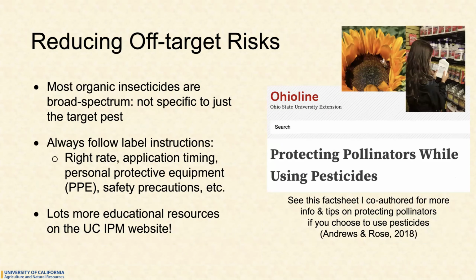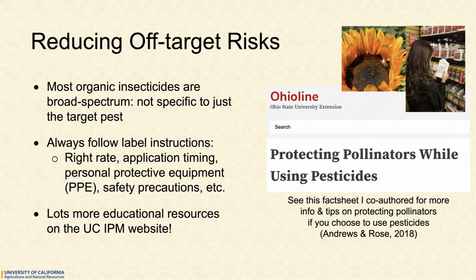So I kind of mentioned this for a lot of these products, but I want to devote a slide to it briefly. So if you're going to use any kind of insecticide, organic or not, there are ways and strategies you can use to reduce off-target risks. So most organic insecticides are broad spectrum, meaning that they're not specific to just the target pest. So there are pros and cons to this. Maybe this is beneficial because it's going to help you control multiple insect pests. But the big con to this is that a lot of these products can really have detrimental effects on pollinators and beneficial insects.